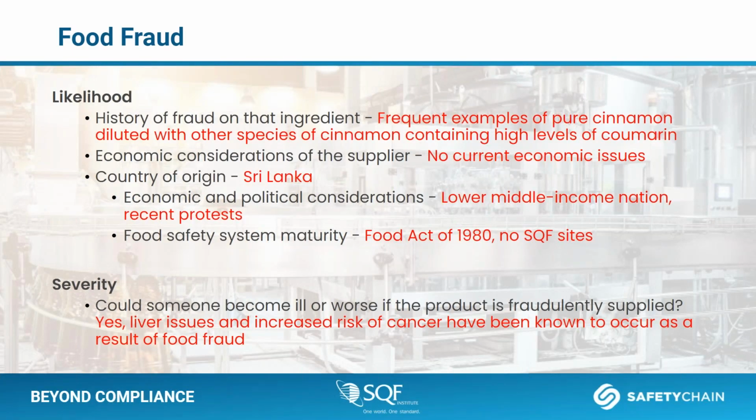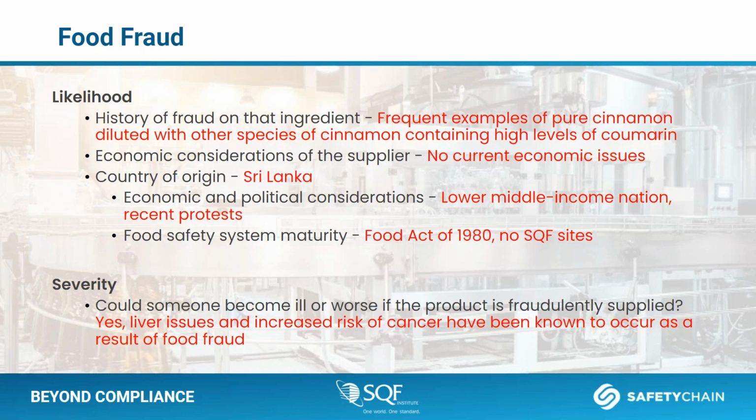When we're looking at finding an alternate supplier, there are several things we need to consider. I picked out 2 things today that I want to talk about: food fraud and recalls. We're going to start with food fraud. If I were assessing a new supplier to determine if I could use this alternate supplier for my cinnamon, some of the things I would consider is the likelihood of food fraud.